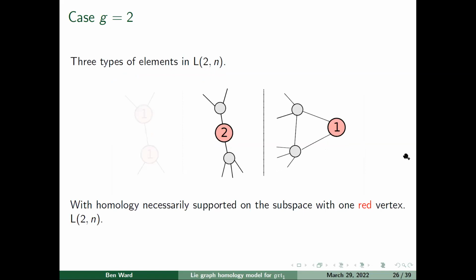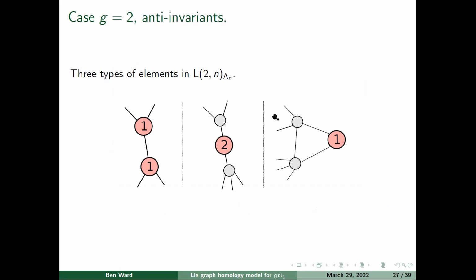The homology necessarily has to be supported on the subspace with one red vertex. But maybe it's sort of hard to work with directly. These interact in more complicated ways. There's not necessarily an immediate filtration to work with. In particular, if I look at the contraction differential, I could contract this to get this, I can contract this to get this, or I can contract this to get this. Okay, so let me again just pass to the anti-invariants to simplify the story.